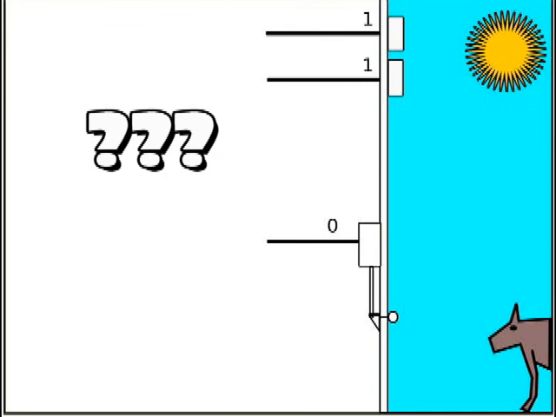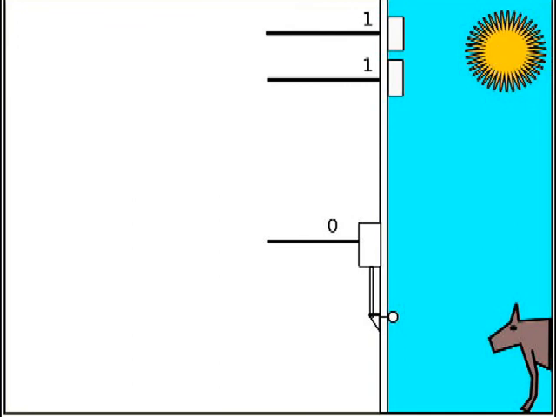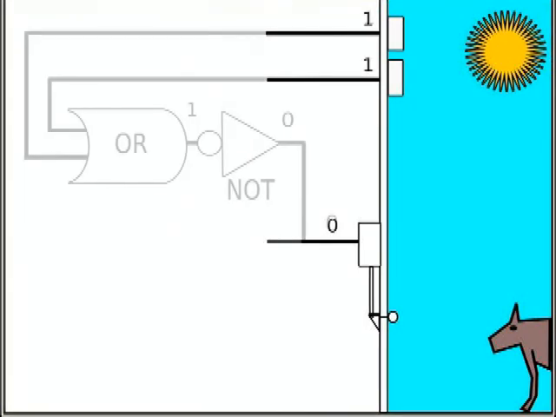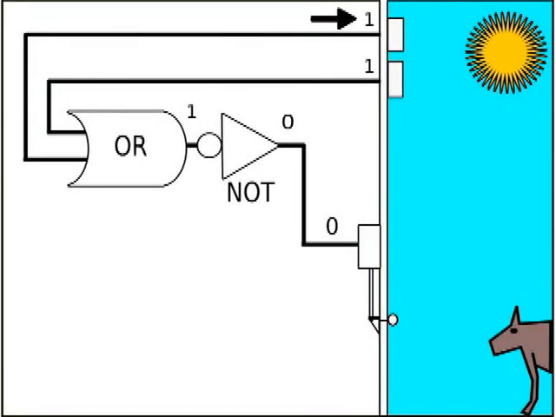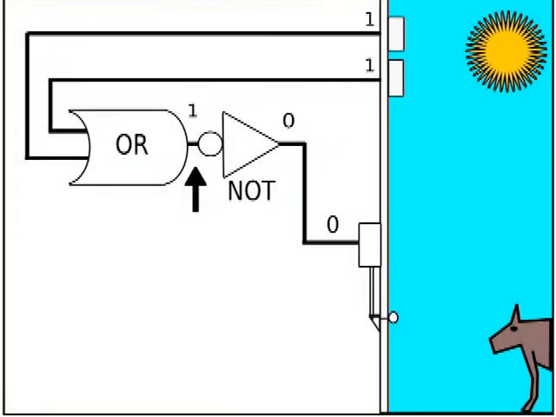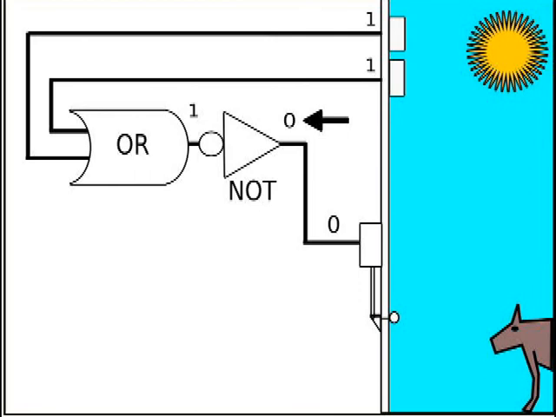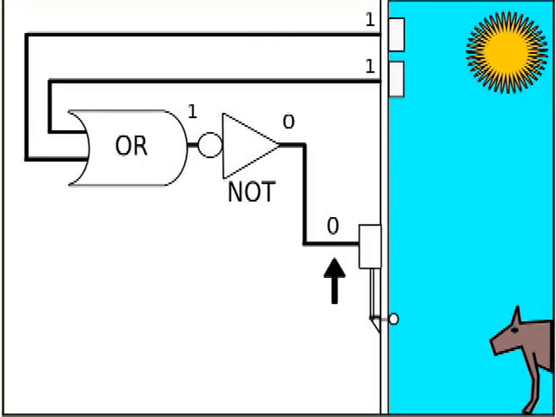What kind of logic circuit can perform this task? The simplest way to achieve this is with a NOR gate. Let's follow the sequence. During daytime, the upper sensor produces a 1, indicating the sun is up. This causes the OR gate to produce a 1, which is inverted by the NOT component. Therefore, the door opening mechanism will not operate.